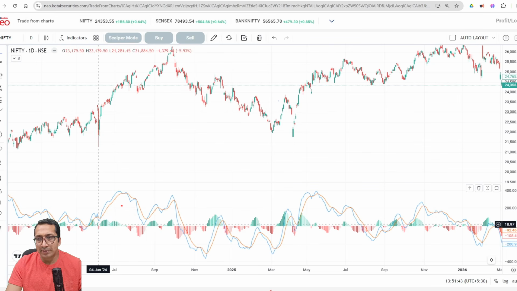Now we have talked about MACD. Now let's discuss what this 0 means. When the crossover happens, what does that mean? It simply means that momentum could be shifting.